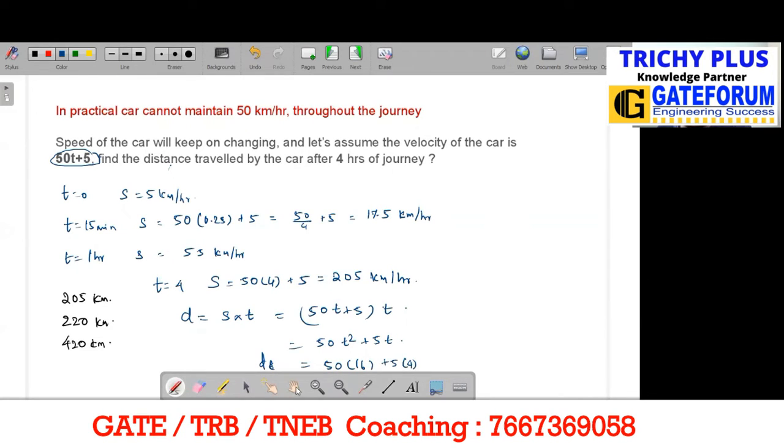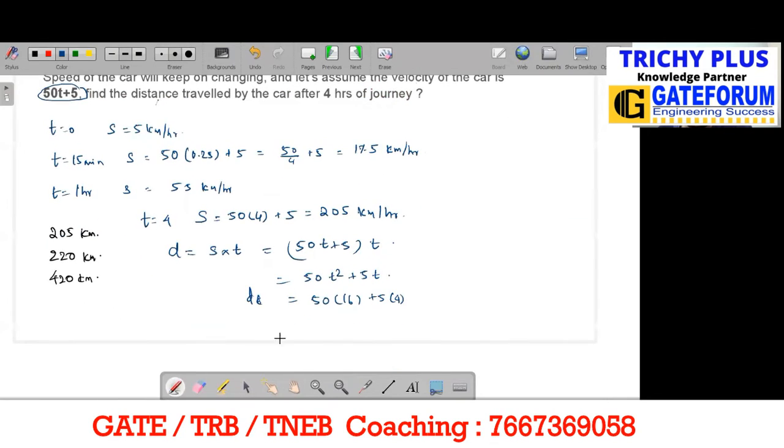Anybody got like this? No, sir, no one got. Is this correct? So here it is going to be 50 into 16, how much? 800. Yeah, 800. Then 820, kilometers. Is 820 kilometers correct?